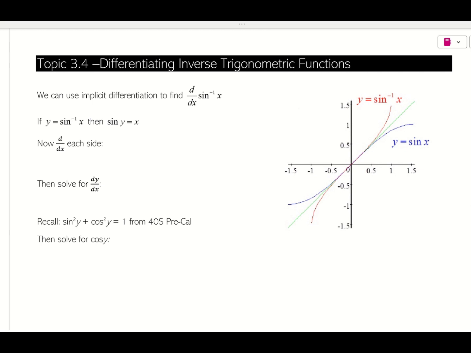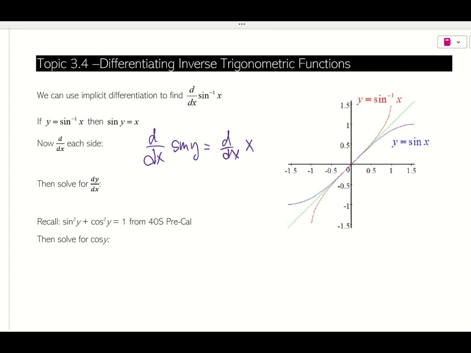Remember, the inverse sine is used to find the angle. It undoes sine. So that means if y is equal to the inverse sine of x, remember inverse functions, you switch the x and the y. So then I can rewrite it as sine of y equals x. So then the derivative d/dx of sine y equals d/dx of x, just taking the derivative with respect to both sides.